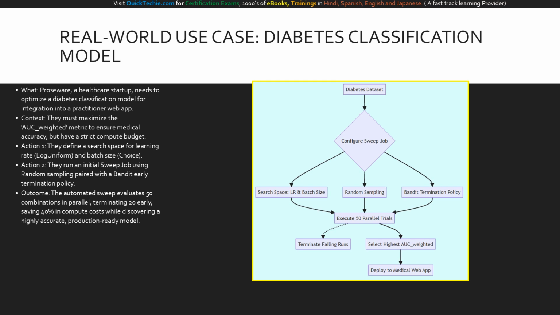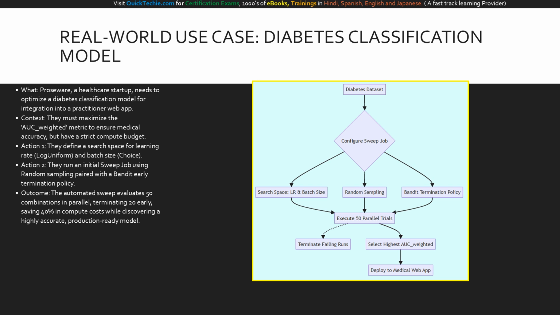Let's bring all these concepts together with a real-world use case. Imagine you are a machine learning engineer at Prosware, a healthcare startup. Your team has trained a diabetes classification model that will be consumed by a web app for doctors. The context is high stakes. You must absolutely maximize the model's accuracy, specifically the AUC-weighted metric, but as a startup, you have a strict compute budget. How do you execute this?